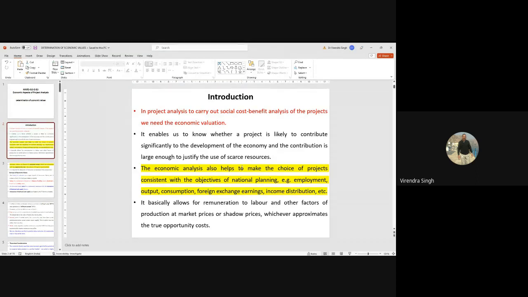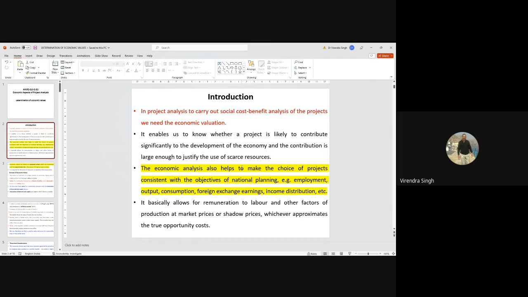All feasible projects cannot be taken up simultaneously. Therefore, we have to consider more than twice which project we should go for. So it is important to know the economic value, how much a project is going to contribute to the national exchequer or the different sections of the society.